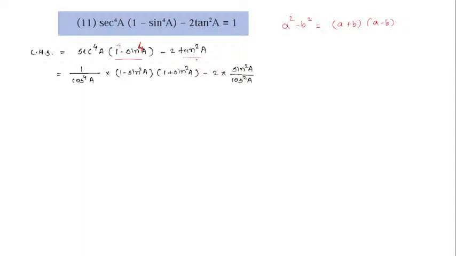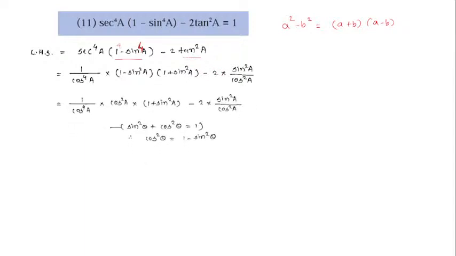into, instead of tan square a we can write sin square a divided by cos square a. So 1 divided by cos raised to 4 as it is, 1 minus sin square we have the substitution, that is cos square because of the first trigonometric identity, 1 plus sin square a as it is into minus 2 into sin square a divided by cos square a.